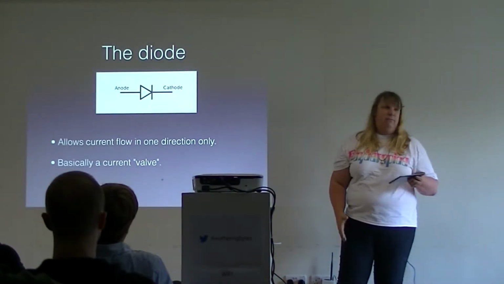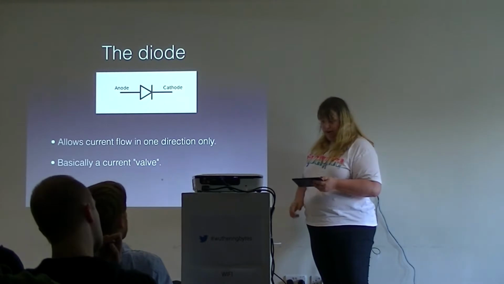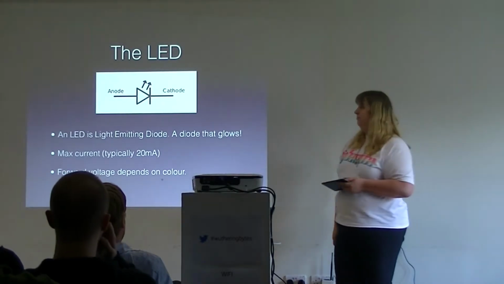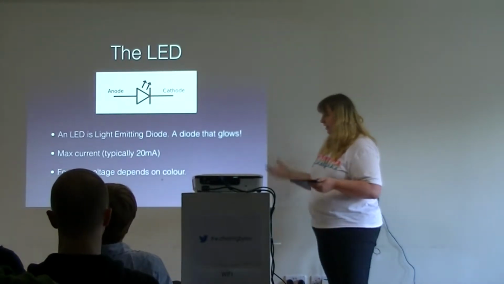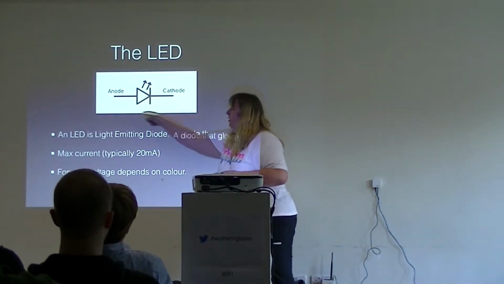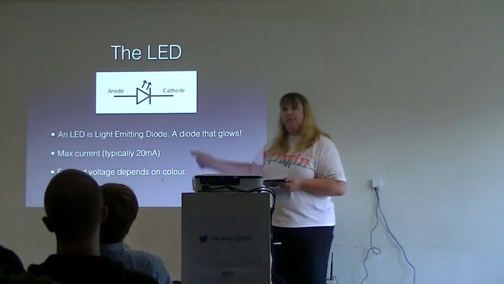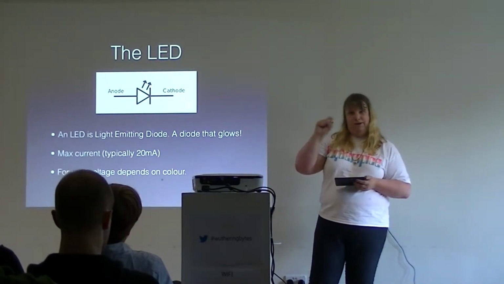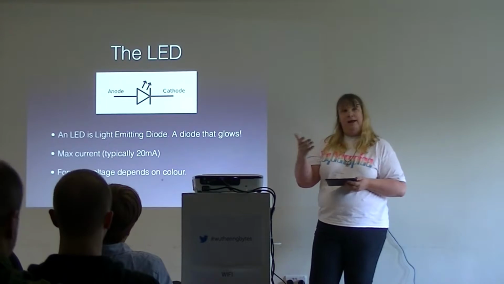Diode, valve, lets current go one way. Basically, an LED is a diode that lights up. Put the current one way in, it lights up; put the current in the other way around, it doesn't do anything. It's still a diode. If you put a voltmeter across there, you will see that there is a voltage drop across the diode. It's called the forward voltage. And in LEDs, that tends to be determined by the colour, because you've got different elements in the LED that create the colour.